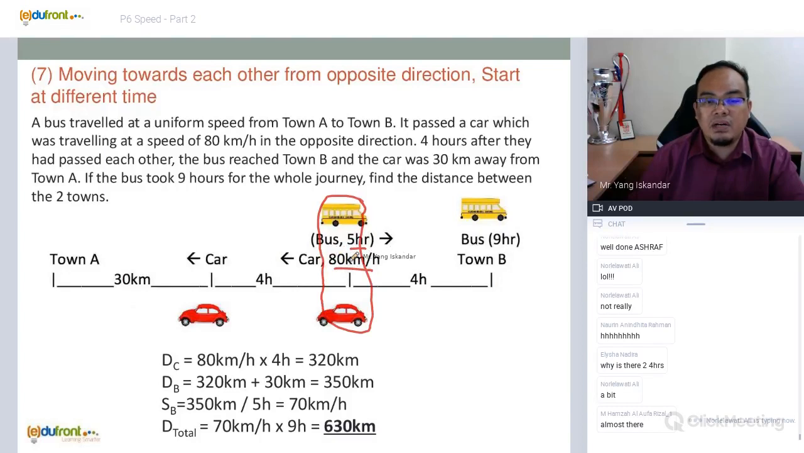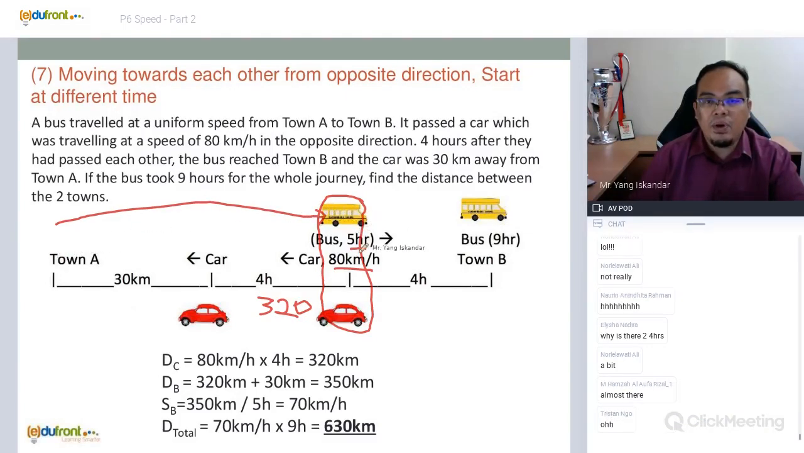Since we know the speed of the car was 80 kilometers per hour, so 80 times 4, you get 320 kilometers. So from here to here, the car traveled a distance of 320 kilometers. Okay, so the distance from here to here will be 320 plus 30 kilometers, which is 350. Now, why do we want to find the distance from here to here? Simply because it's the same distance as how much the bus had traveled, right? So the bus from town A to the point where it passes the car would be 350 kilometers, right? Because it will be the same distance.